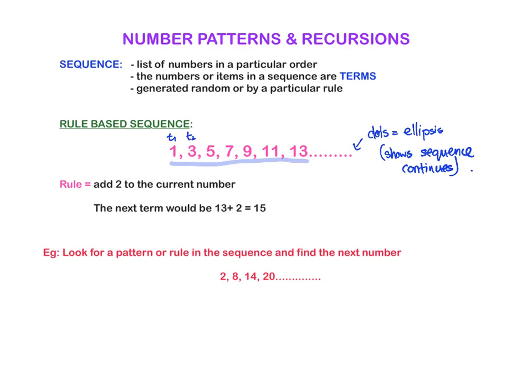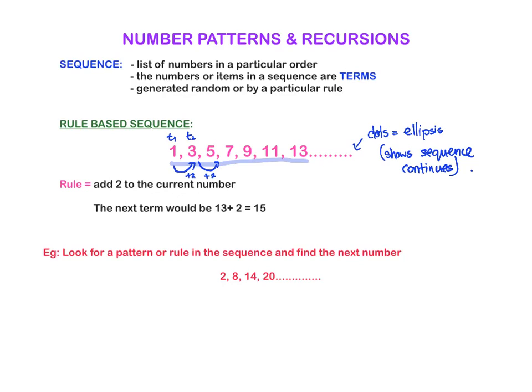If you look at this sequence in the pink, you can see that the rule is to add 2 to the current number. We've gone from 1 to 3, so we've added 2. Then at 3, to get to 5, we've added 2. So the next term is always found by adding 2.